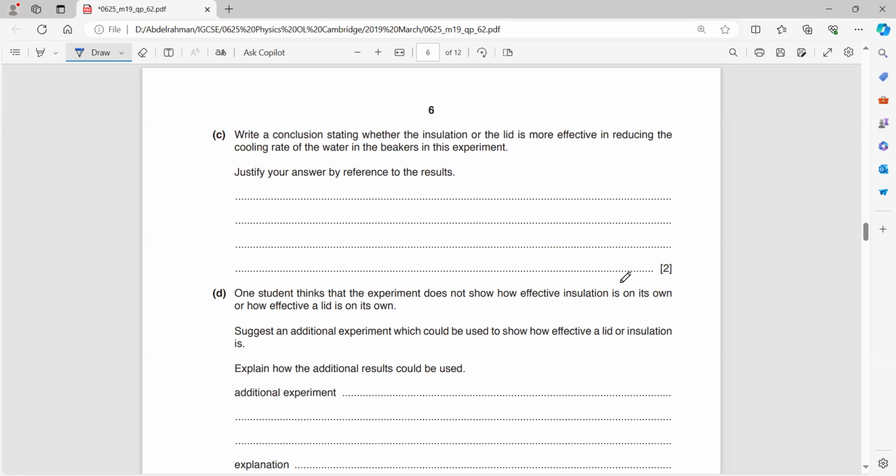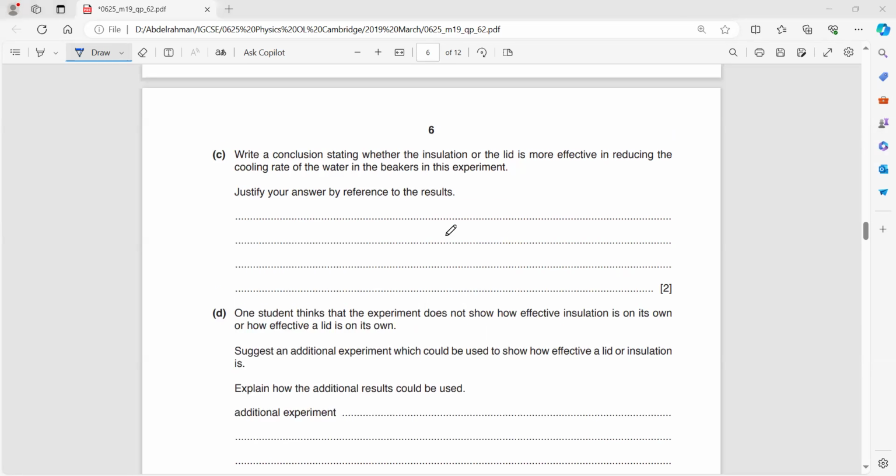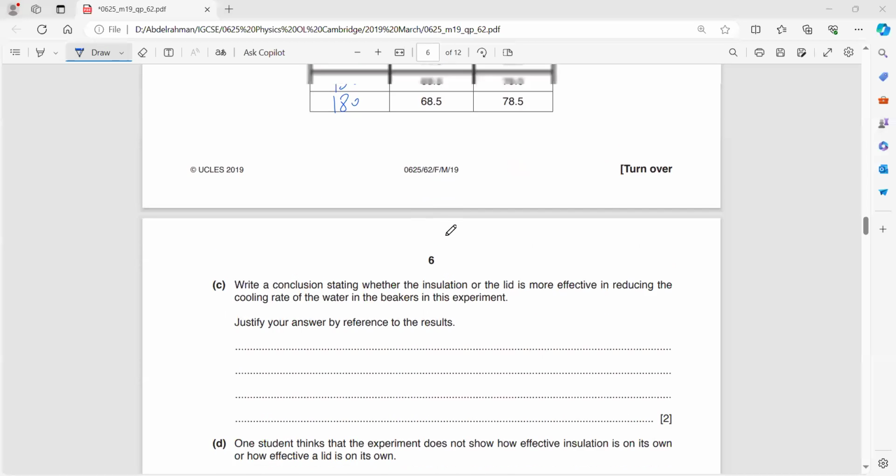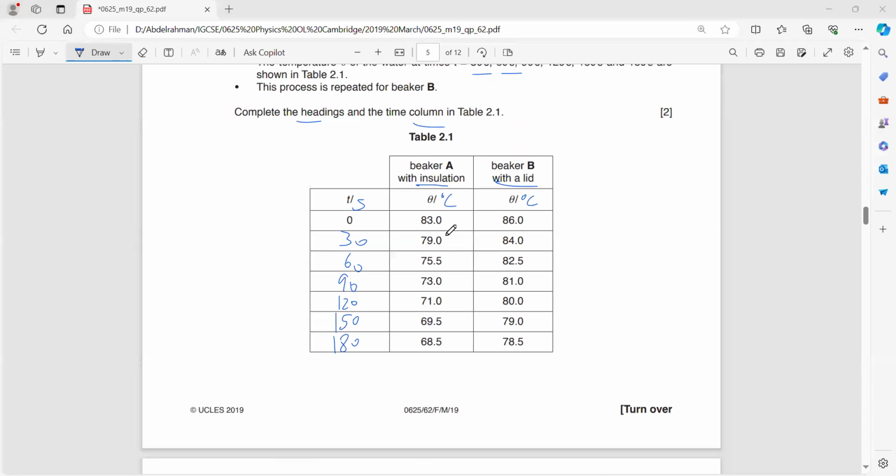Which of them is more effective in reducing the cooling rate, not increasing the cooling rate, reducing the cooling rate? 83, what should we do? 83 minus 68.5. This would give me a difference of 14.5.